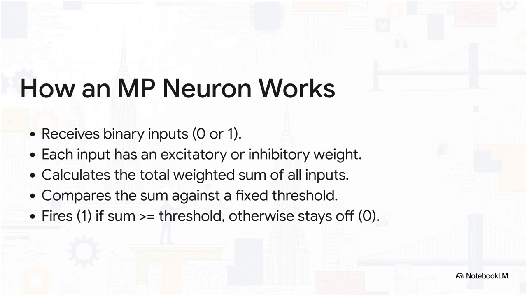It's actually dead simple, just 5 little steps. It gets a few inputs, which are just zeros or ones. Each input has a weight. The neuron adds up all those weighted inputs to get a total sum. It then compares that sum to a fixed threshold. And if the sum is big enough, if it meets the threshold, it fires a 1. If not, it just stays off and outputs a 0.